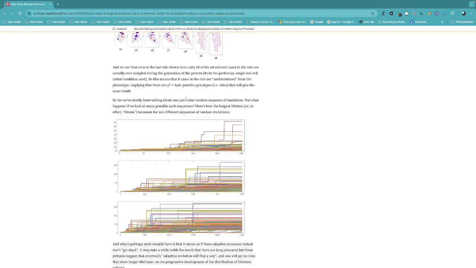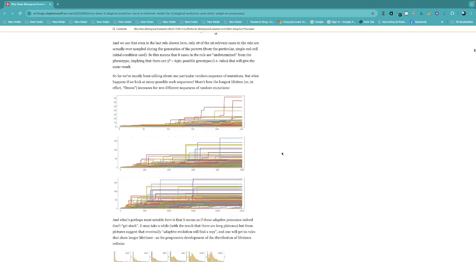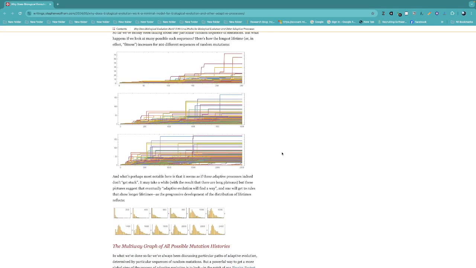So far we've mostly been talking about one particular random sequence of mutations. But what happens if we look at many possible such sequences? Here's how the longest lifetime, or in effect fitness, increases for 100 different sequences of random mutations. And so this is the thing here where we go out to a certain number of time steps, and we get these mutations. This is mutations on the y-axis, this is time on the x-axis. And so here we're exploring this space and exploring where we're getting these adaptive processes that emerge where the population doesn't get stuck, it allows it to persist.